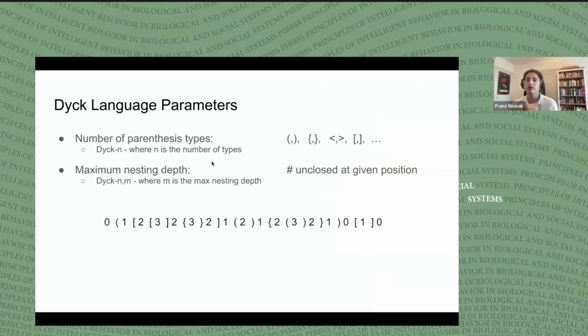And the second parameter is, if we only allow a certain depth of nesting parentheses, then parameter m will be the maximum nesting depth. And that's the number of unclosed parentheses of any type at a given position. So here I've taken a string and annotated the nesting depth. If we open one, we are at nesting depth 1, and then we open something else, we're at nesting depth 2, and so on. And when we close, we go back to a shallower depth.